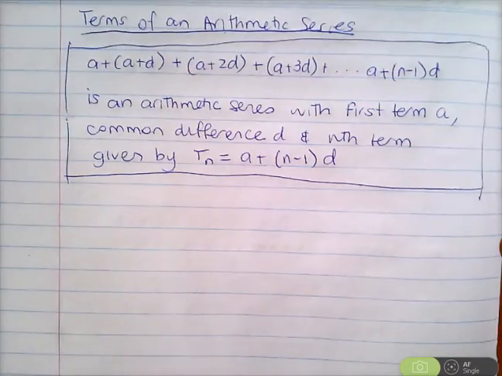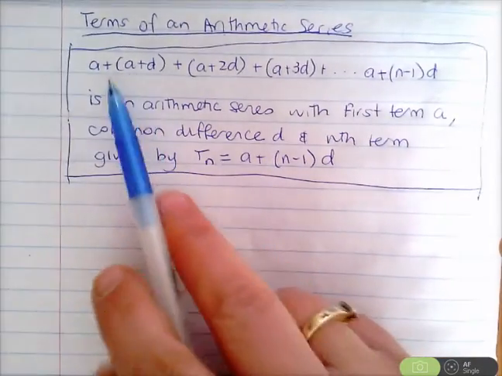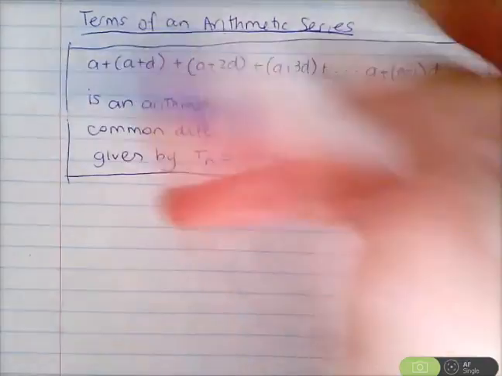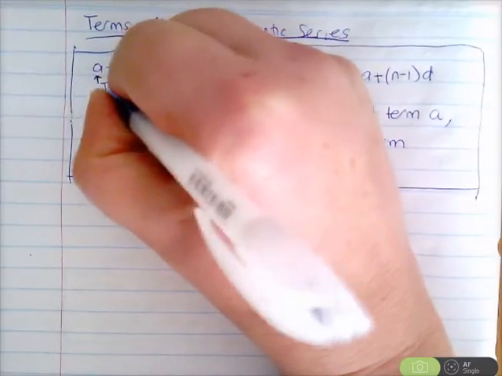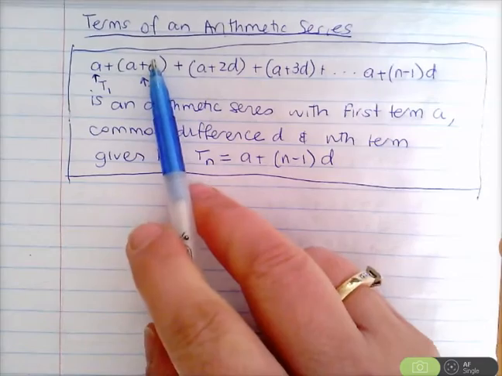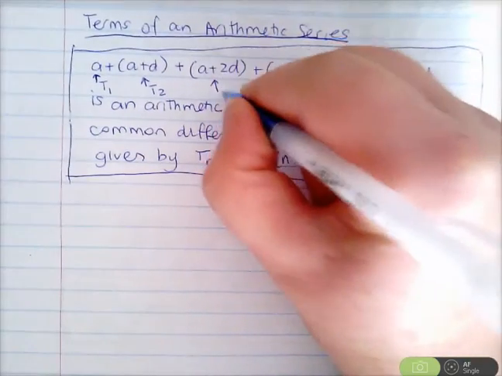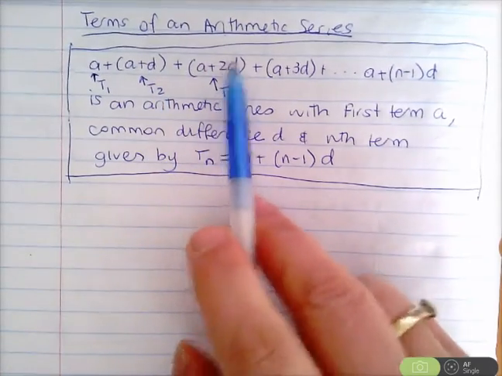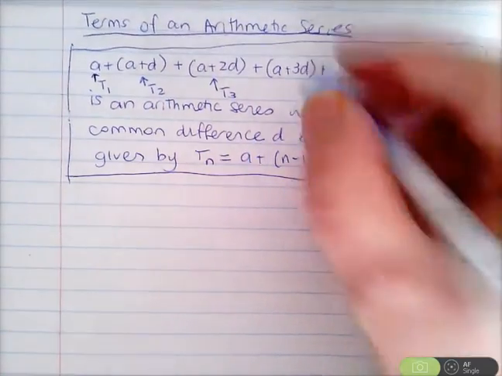We've looked at common difference. Now we're going to look at the terms of an arithmetic series. So if we have this arithmetic series here, first term is a, so that's t1. This is the second term, a plus d, so a plus a common difference d. And then this is the third term, a plus 2d, because it would be this a plus d here plus another d, which gives us a plus 2d.